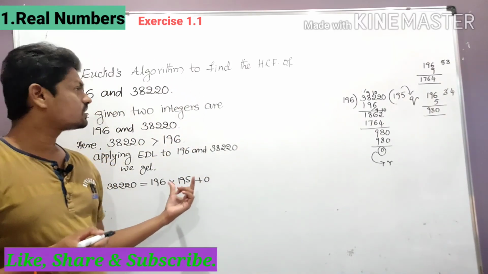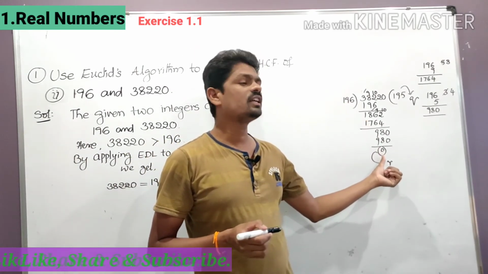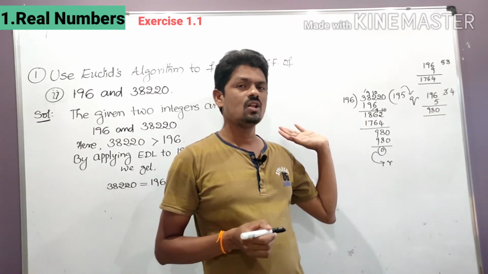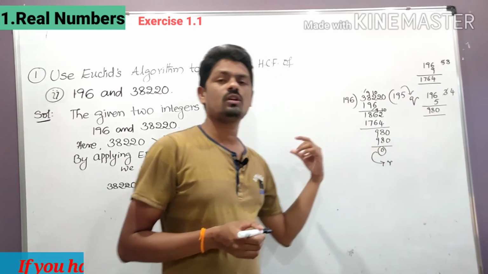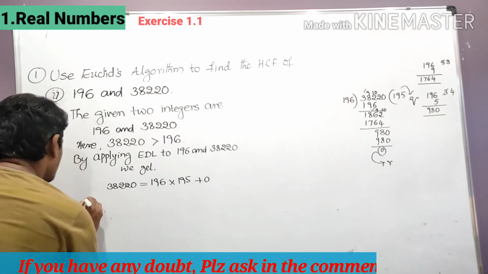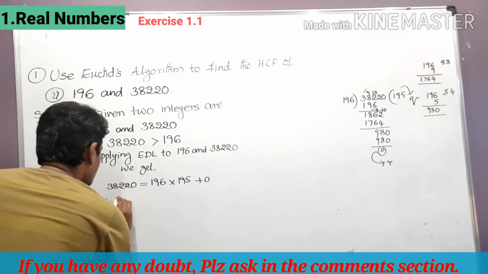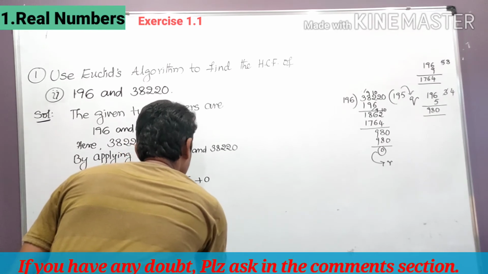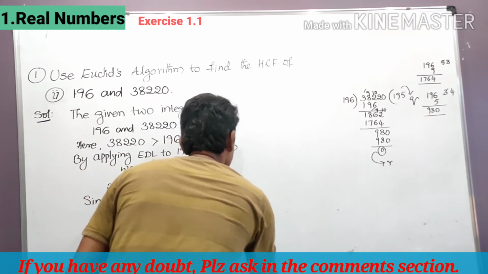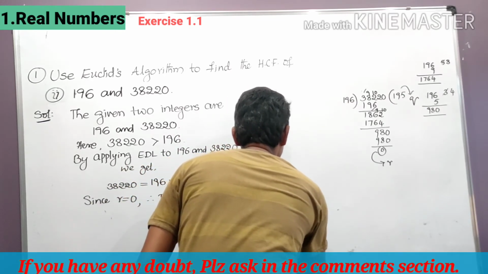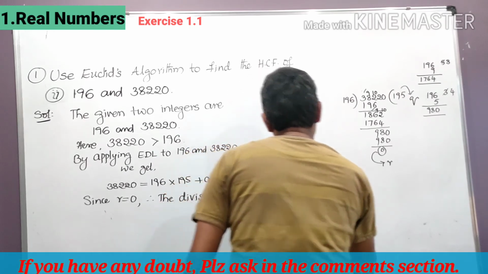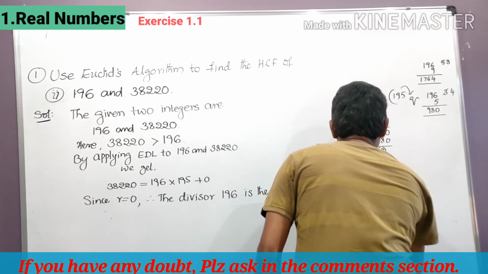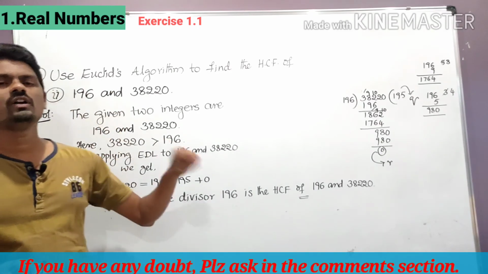So in a single step we got the answer, student. By dividing by 196 we are getting 0. So 196 is the divisor, student, therefore the divisor is the HCF of the given two positive integers. By dividing by 196 we are getting remainder 0, student. Since R is equal to 0, therefore the divisor 196 is the HCF of 196 and 38,220. So very easy, 196 is the HCF of the given two positive integers.